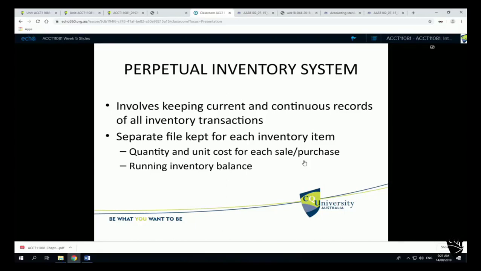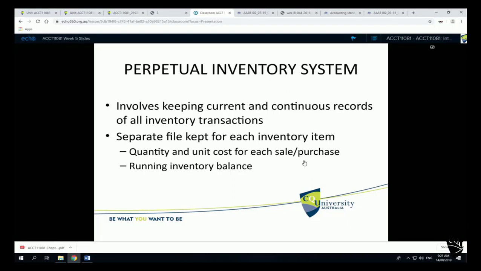It does involve keeping current and continuous records of all inventory transactions, and it has a separate inventory subsidiary ledger. We learnt about subsidiary ledgers in previous weeks thanks to Karen's lectures. Subsidiary ledgers provide additional detail to something in the general ledger. So we have a separate inventory subsidiary ledger which contains a unique file for each inventory item that our business sells. This allows the system to keep track of the quantity and unit cost for each sale or purchase of that item, and also to keep that running inventory balance on the balance sheet and, on the income statement, the cost of sales.